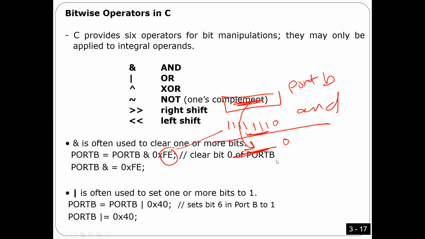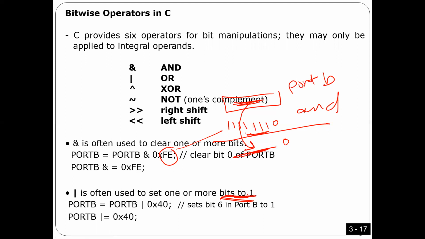In other words, this one is used if you want to turn the LED off. Because when I clear this bit, I actually turn the LED off. Okay. Same thing here for OR, but OR is used if you want to set some bits, right?